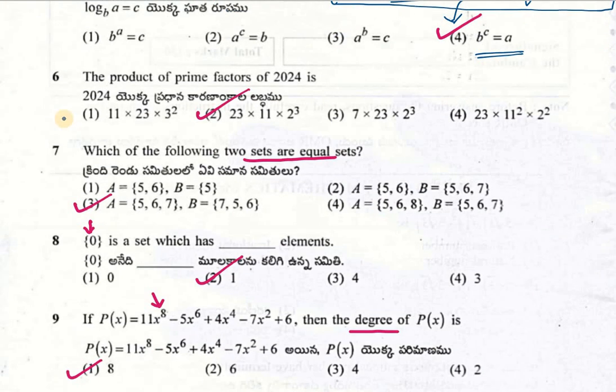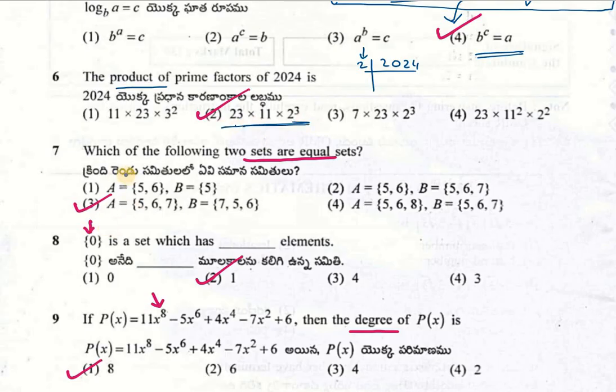Now, sixth question. This is straightforward. Direct question is the product of prime factors. That means for 2024, you have to do like this, but you have to take only prime numbers here. You cannot take any other numbers. So what will you get here? 2 cube multiplied by 11 multiplied by 23 power 1. So this is the answer you will get when you perform prime factorization of 2024.